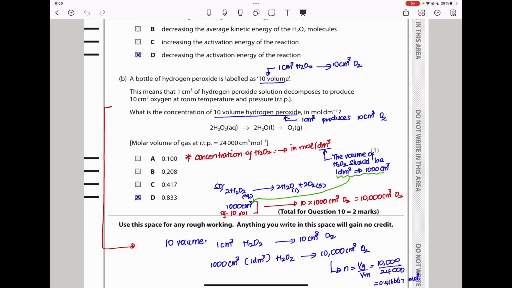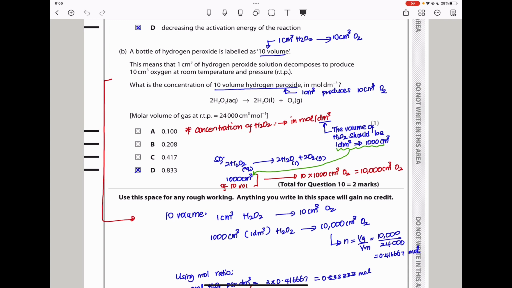So I began by looking at the concentration. Remember, they are looking for concentration in mole per decimeter cubed, meaning the total volume should be 1 decimeter cubed. So since we call the concentration 10 volume because 1 centimeter cubed produces 10 centimeters cubed of oxygen, how about 1 decimeter cubed of hydrogen peroxide? How much oxygen will it produce? So remember, 1 decimeter cubed is 1,000 centimeters cubed. So I came here and I said, if 1 centimeter cubed of this produces 10 centimeters cubed of that, that is the concentration we call 10 volume.